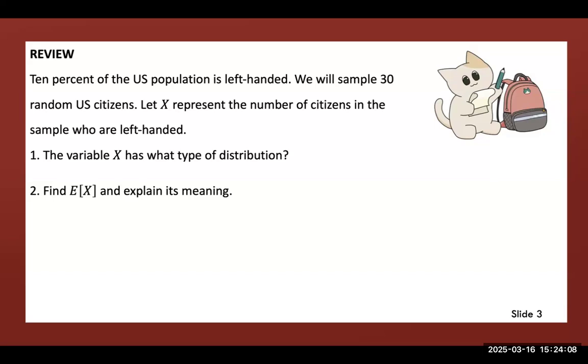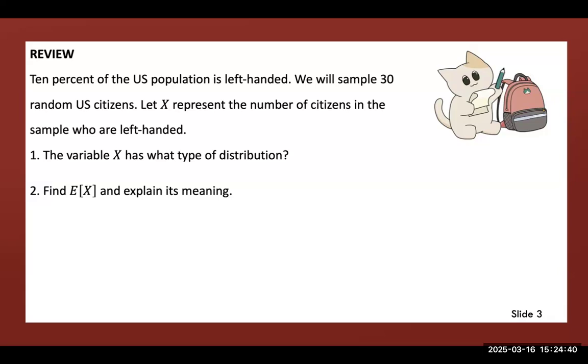For the first problem, how I figure out the type of distribution is I start with the range. What is the range of X, which is all of the possible values? If X is counting the number of people in a sample that could be left-handed, it's going to range from 0, 1, 2, 3, 4, all the way to 30, because that's the number of people who can be left-handed in the sample. None of them could be left-handed, exactly one of them, exactly two of them, all the way to all 30 of them would be left-handed.